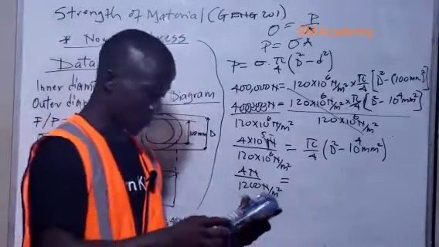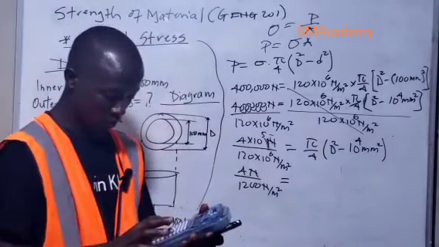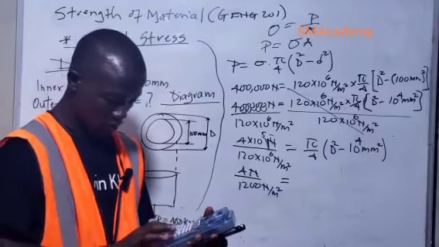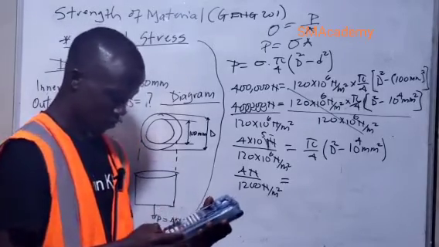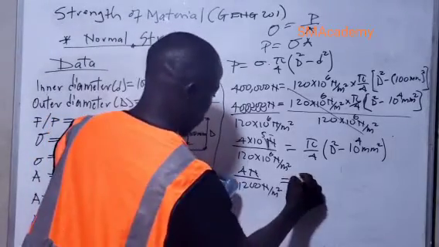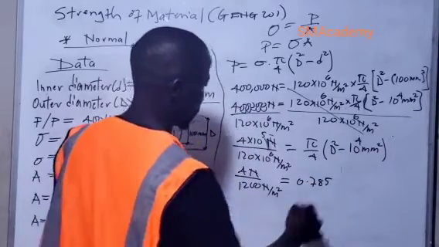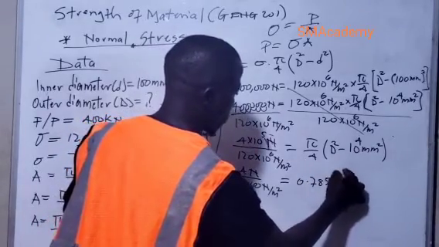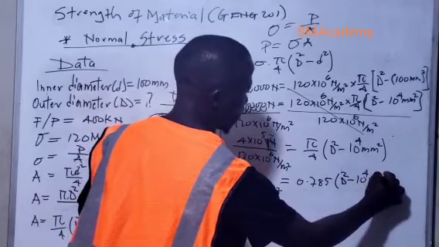Equal to pi divided by 4. We use our calculator, we know pi is 3.14 bar. Let us put the entire pi there. So press shift, we press pi, press divide by 4. You get 0.785 parenthesis open outer diameter square minus 10 raised to the 4 power millimeter square.